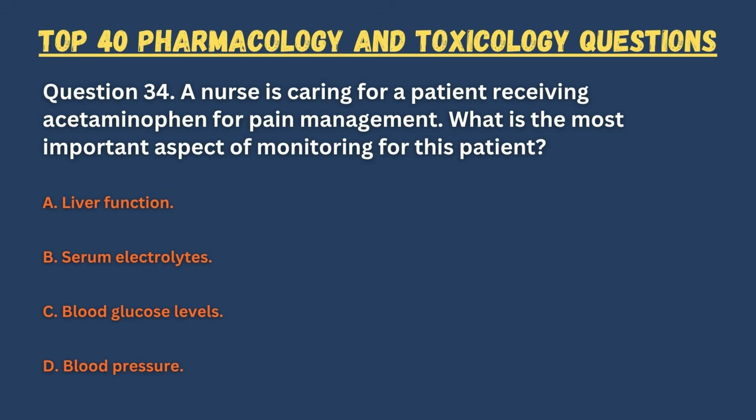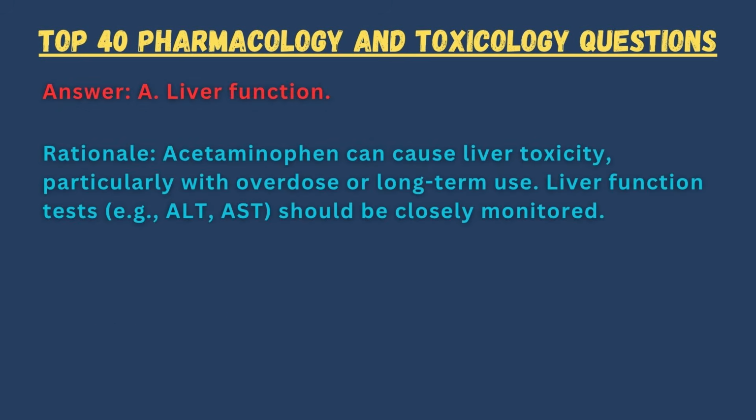What is the most important aspect of monitoring for this patient? A. Liver function. B. Serum electrolytes. C. Blood glucose levels. D. Blood pressure. Answer: A. Liver function. Rationale: acetaminophen can cause liver toxicity, particularly with overdose or long-term use. Liver function tests, for example ALT, AST, should be closely monitored.